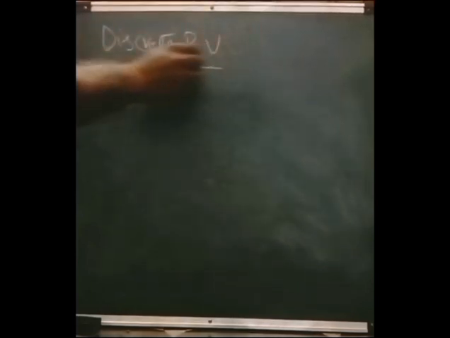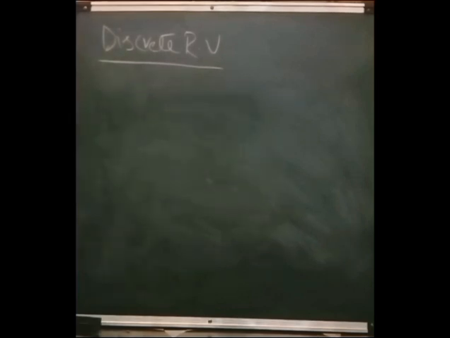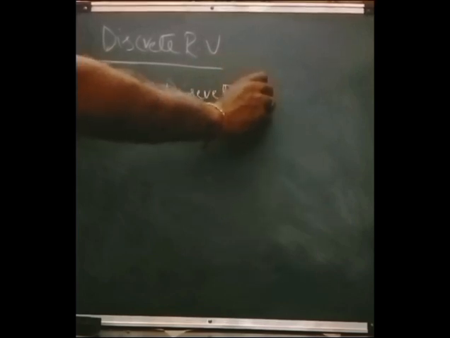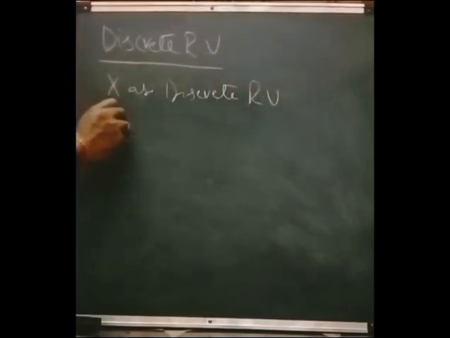Discrete random variable. Once you take a random variable x as a discrete random variable, then we can build a probability distribution table for it. For example, how to construct a probability distribution table, let us discuss by taking a small example.